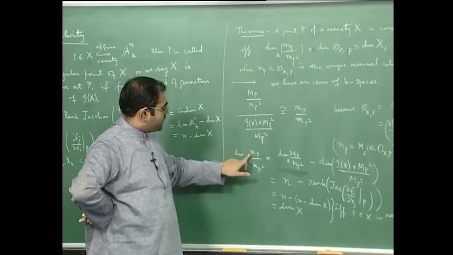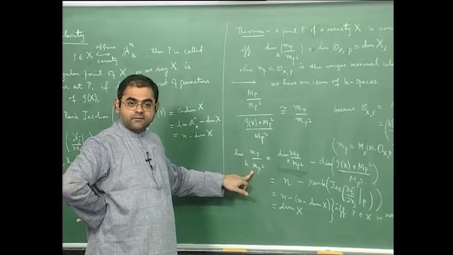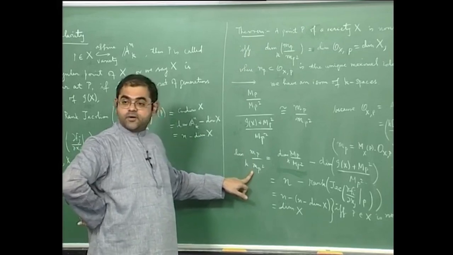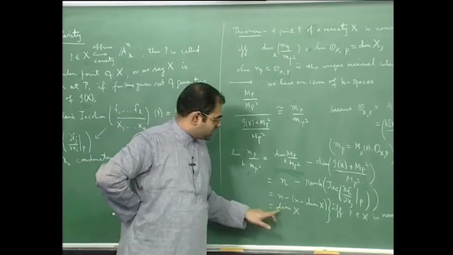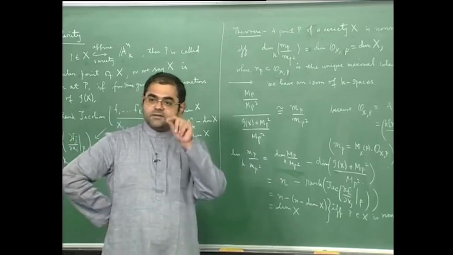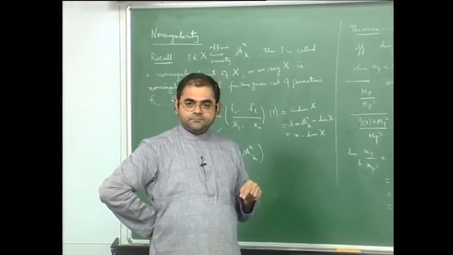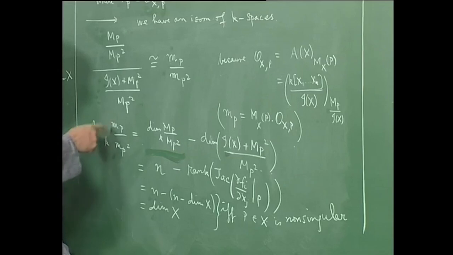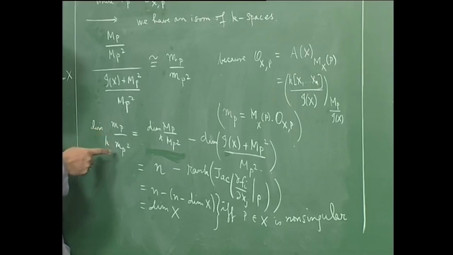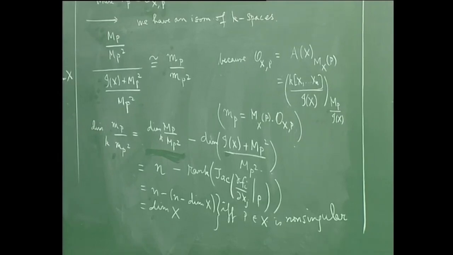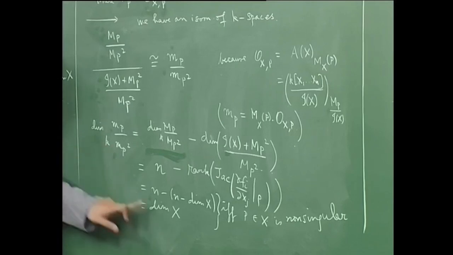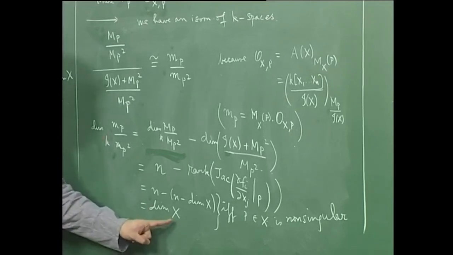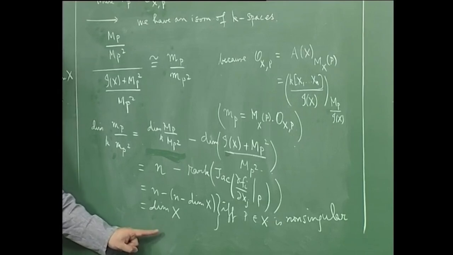So what you have proved is that the dimension of M_P mod M_P squared, where M_P is the unique maximal ideal in the local ring corresponding to the point P on the variety x, is equal to the dimension of x if and only if the point P is a smooth point, okay. And the importance of that is that this gives the tangent space at the point. This gives you the dimension of the tangent space, that M mod M squared actually gives you the tangent space at the point, okay. And therefore you are saying a point is a smooth point if and only if the dimension of the tangent space is equal to the dimension of the variety on which it lies, okay.